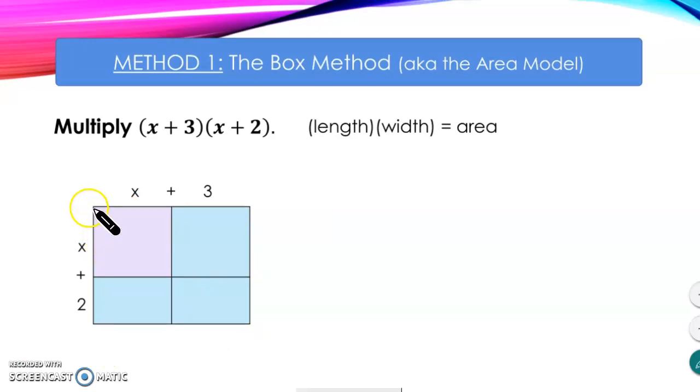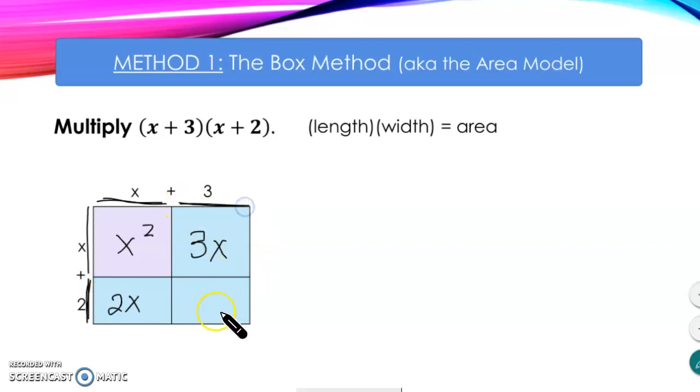Okay, so for the purple box, we're going to be multiplying x times x, which is x squared. For the upper right box, we are multiplying this length over here, which is x, times 3. X times 3 is 3x. In the bottom left box, we're multiplying 2 times the x up here to give us 2x. And then in the bottom right, we're multiplying this width of 2 times this length of 3. 2 times 3 is 6.